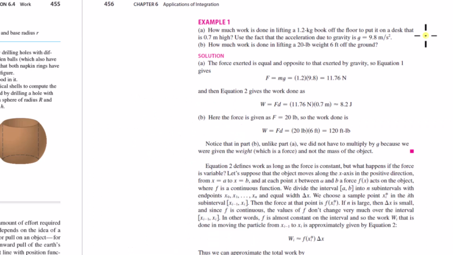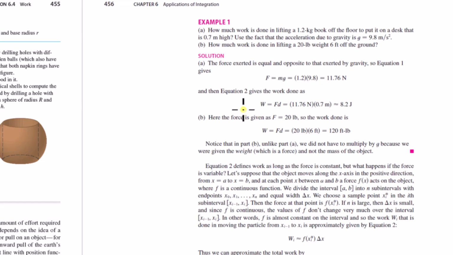Now, there might be dynamics that come into play where you pick up the book and it accelerates in the beginning and then decelerates, but we're looking at just simple cases here to illustrate the concept of integration for a parameter, okay? And so you just get the weight of the book, so that's 1.2 kilograms times 9.8, and then the distance.